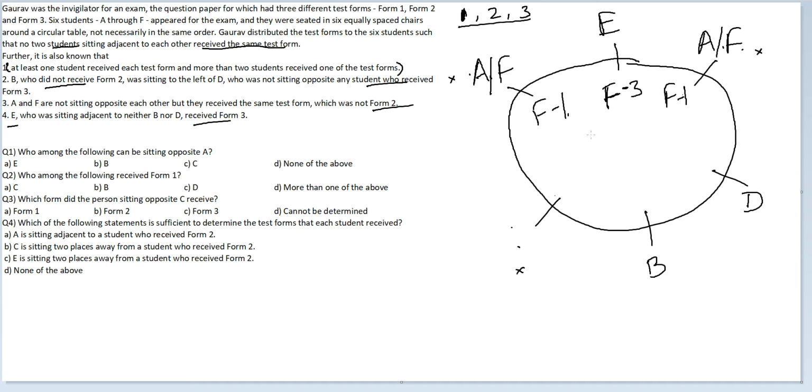Okay. Now C is definitely seated here. We've got locations for the majority of the people. The only thing we have not taken care of so far is B, who did not receive form 2. B is not receiving form 2.